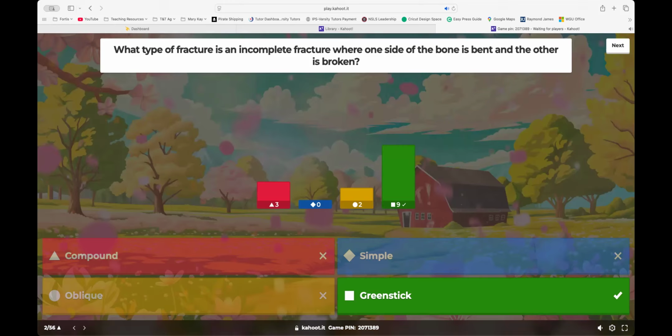So this is that greenstick fracture again. We've got an incomplete fracture. Only one side of the bone is broken. The other side remains intact or bent.